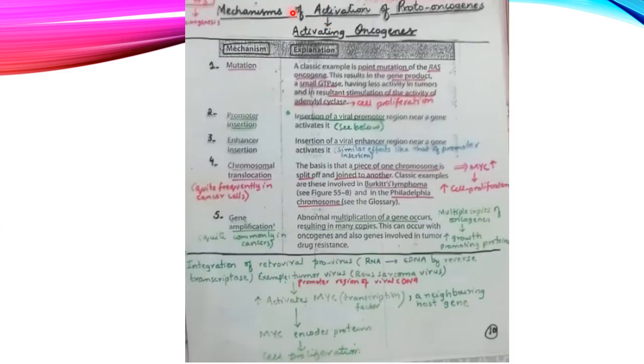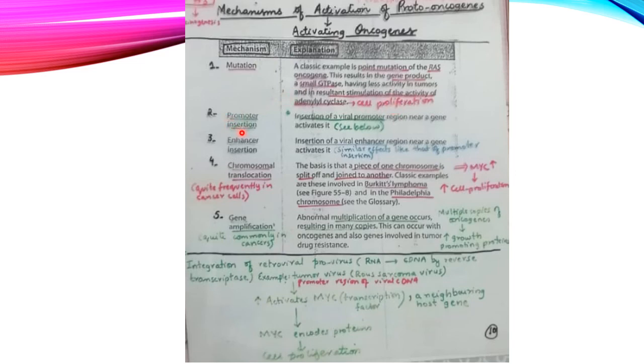Now we are going to see the mechanisms that may result in activation of proto-oncogenes into oncogenes. The very first is mutation, for example point mutation, and this point mutation may lead to cancer. For example, if a point mutation takes place in the RAS oncogene, it may result in increased stimulation of the adenylyl cyclase enzyme. There is abnormality in the cell signaling pathway and abnormal activity of this pathway, which may result in cellular proliferation, ultimately leading to cancer.